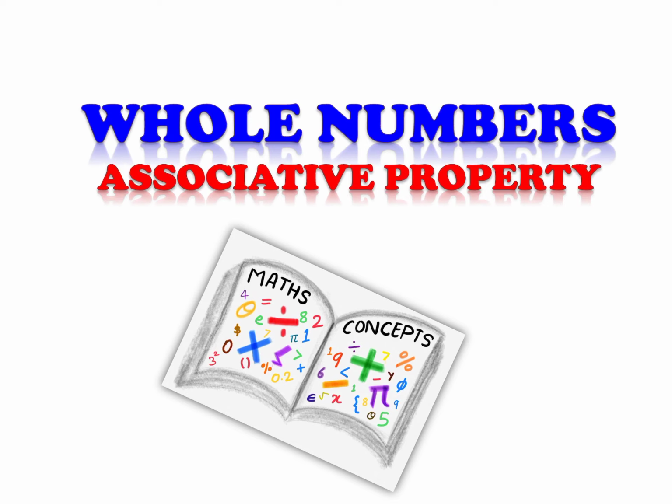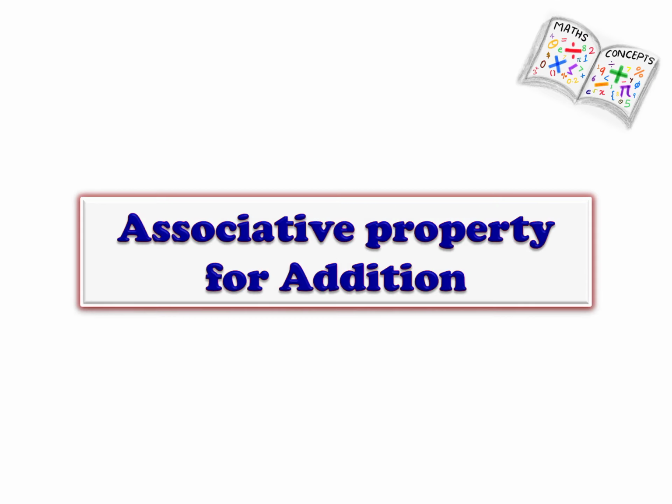In this video, we are going to learn about associative property of whole numbers. In our last two videos, we learned about closure property and commutative property. The links for those videos are given in the top right corner of this video. I'd suggest you watch those as well along with this one. Now back to associative property. We'll learn it for addition, subtraction, multiplication and division.